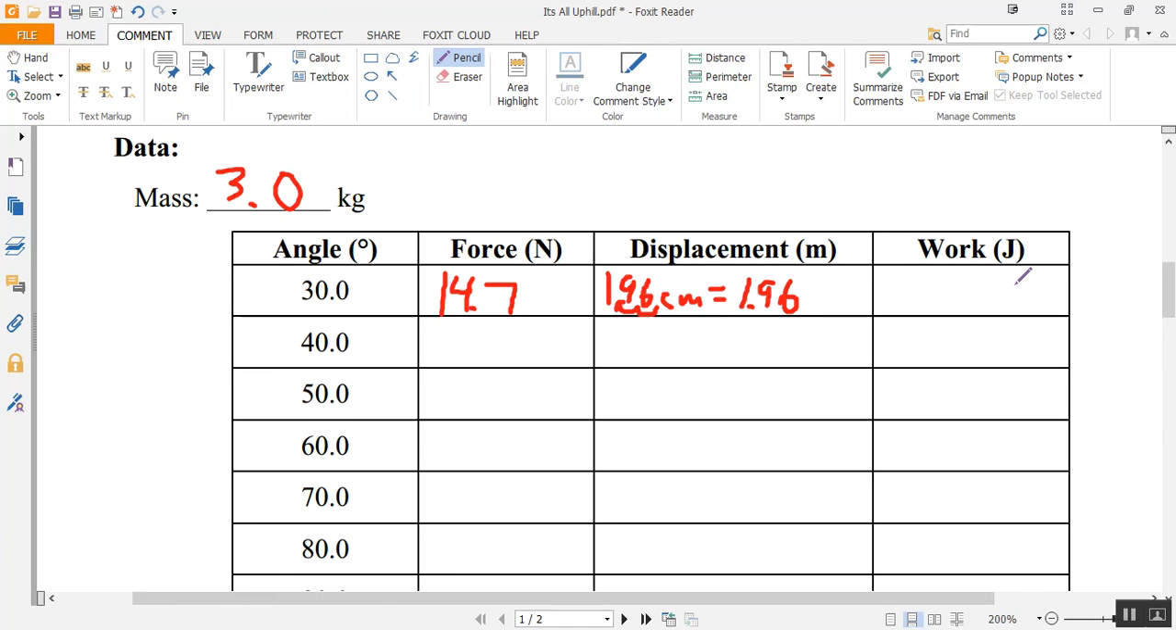In order to know how much work it took to do that, which also means how much energy it took to do that, we can use the equation that force times displacement equals work done. This is from your homework from a few nights ago. So, on a calculator, 14.7 times 1.96, and we get 28.812. I'm going to keep it simple. We'll round to the nearest tenth of a joule. 28.8.